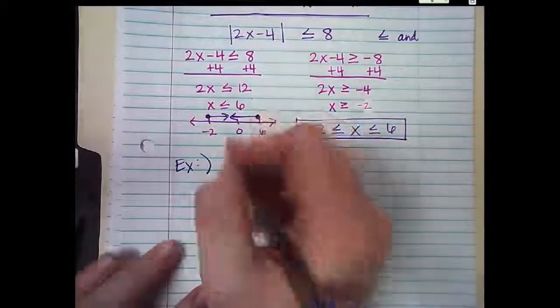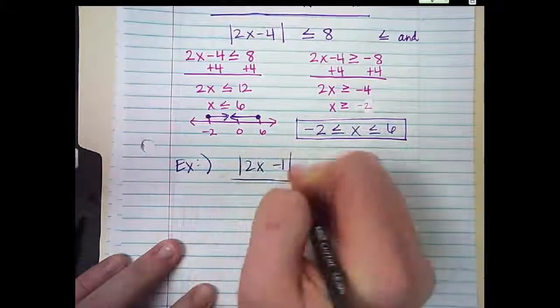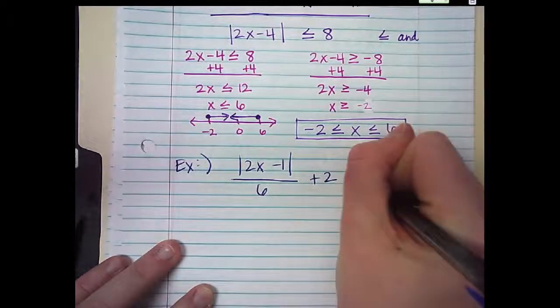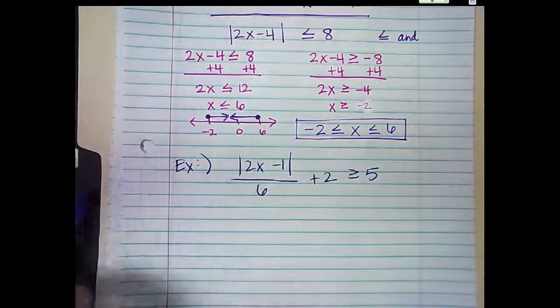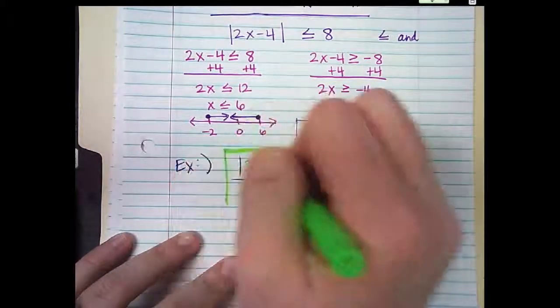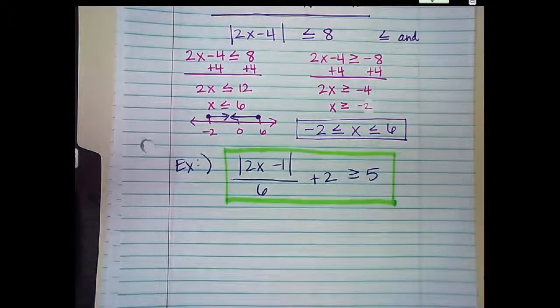Okay, let's do one with a little fraction in it. I know. Horrible fraction. Okay, make sure you get all that. It's absolute value of 2x minus 1 divided by 6 plus 2 is greater than or equal to 5. So go ahead, I want you to isolate the absolute value. So get the absolute value by itself.